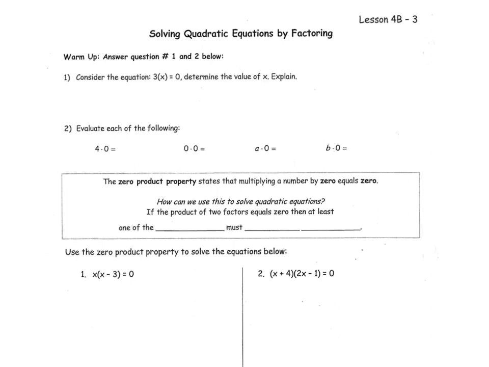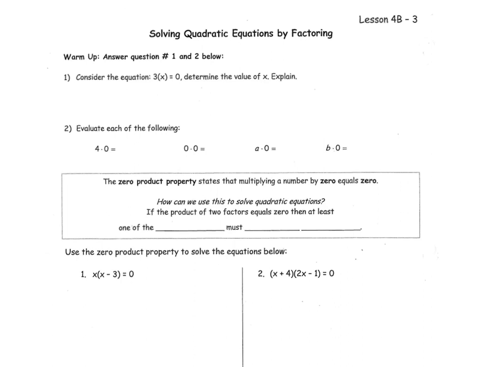Okay, so if we look at question 2, 4 times 0, again, that's going to be 0. Anything times 0 is 0. So the zero product property states that multiplying a number by 0 is going to equal 0.